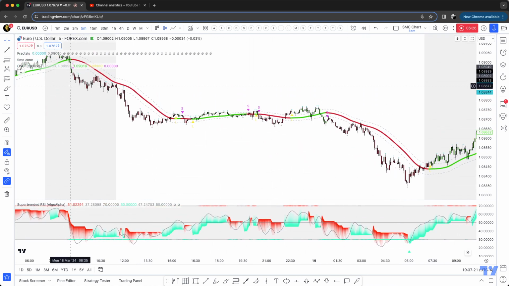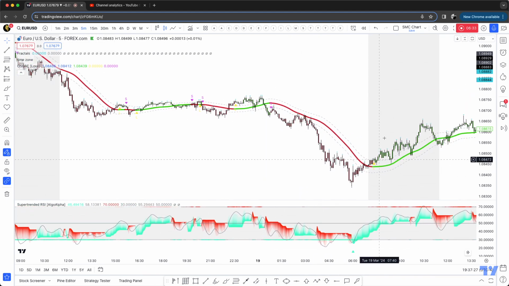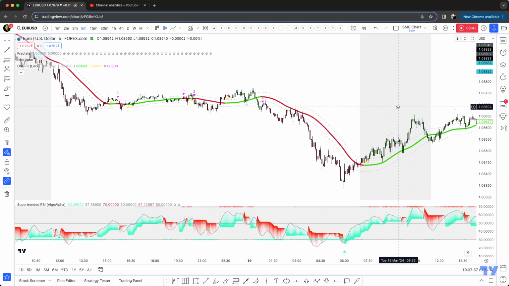Okay, that's for you. I want you guys to stick to trading only within these hours. If you see something else outside this gray zone, you are not going to be trading. Period. That's it. I don't care. You're not going to be trading.